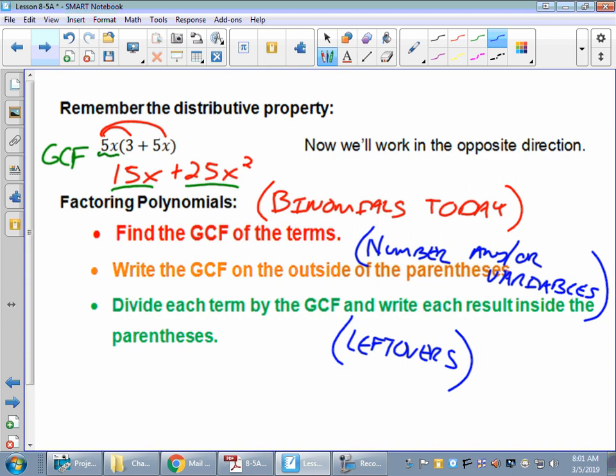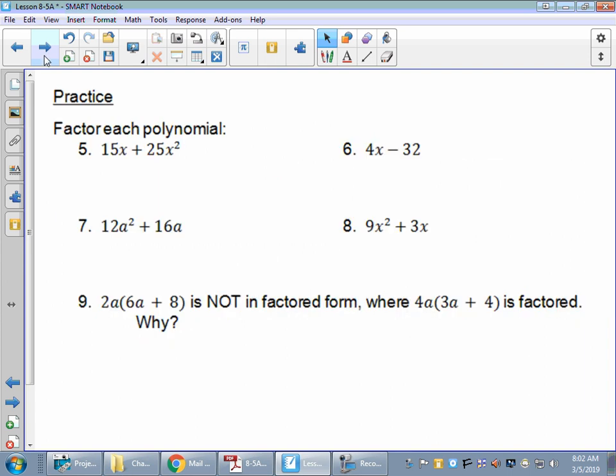So you're going to find the GCF, take the number and/or the variables, put that on the outside, and then your leftovers go on the inside of the parentheses. And that's how we factor polynomials. And today it's just going to be binomials. So let's take a look at this example here.